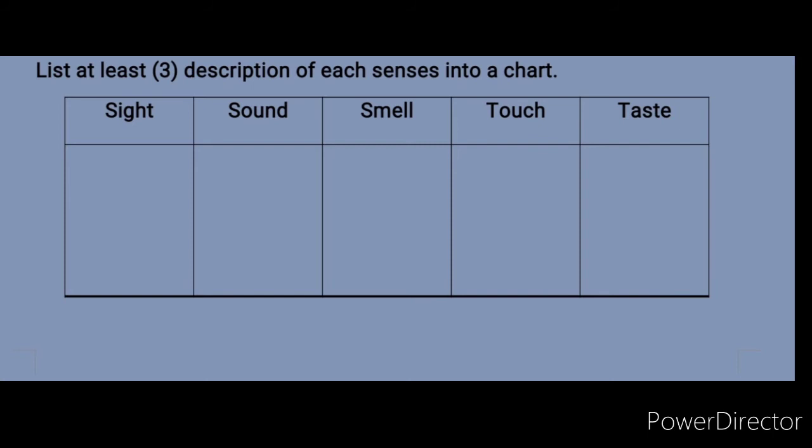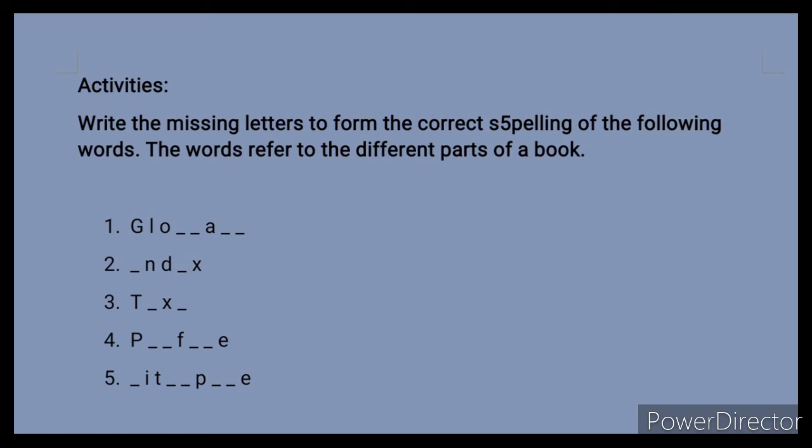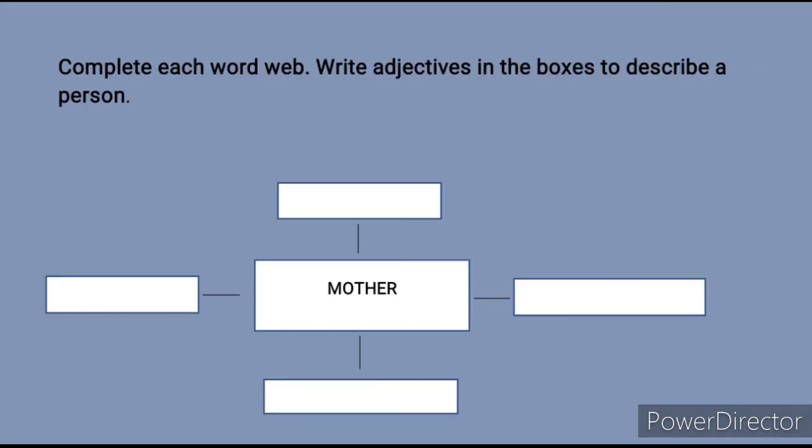List at least 3 descriptions of each sense in a chart. Write the missing letters to form the correct spelling of the following words. The words refer to the different parts of a book. Complete each word web. Write adjectives in the boxes to describe a person.